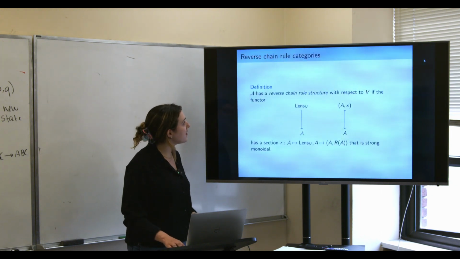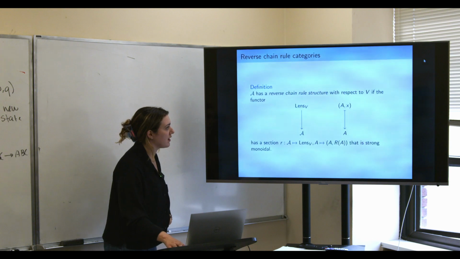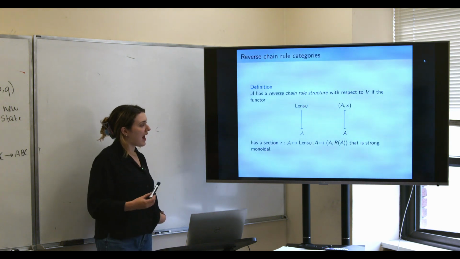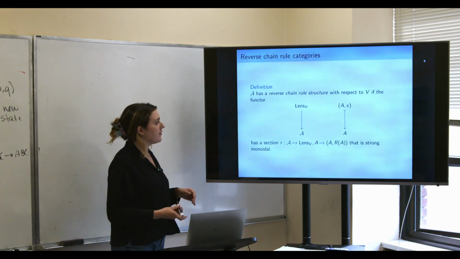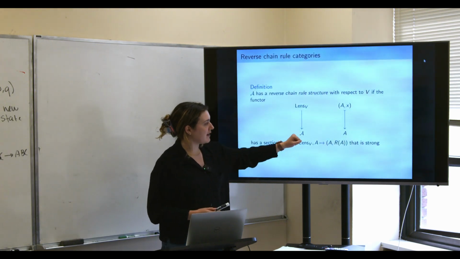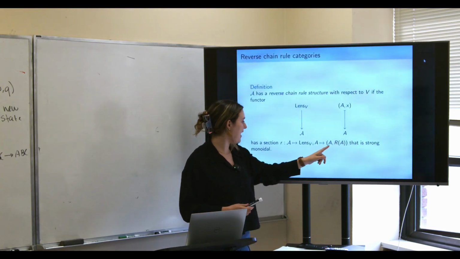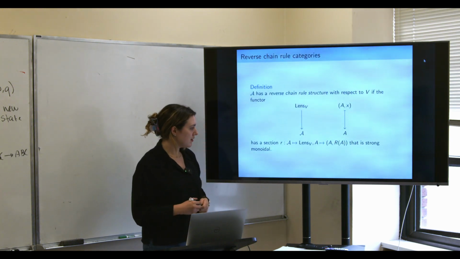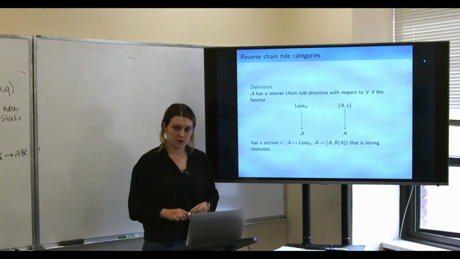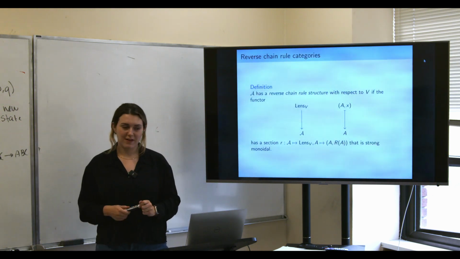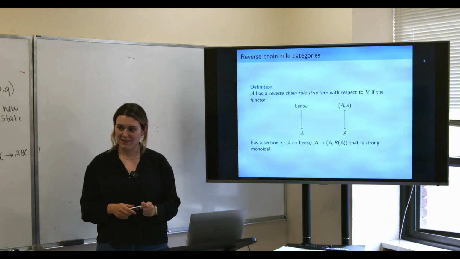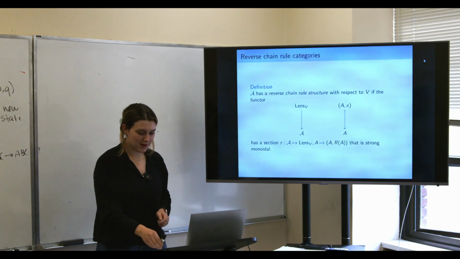Okay, but I still haven't told you what a reverse chain rule category is. We say that our category A has a reverse chain rule structure with respect to V if the functor from Lens V to A that just sends the pair (A, X) to A has a section that is strong monoidal. Okay. Obvious question here: why is this given this name?